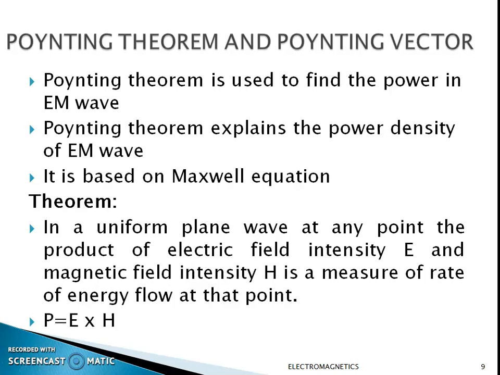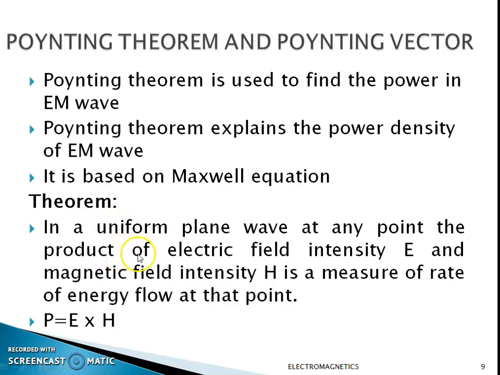We are transmitting the electromagnetic waves from a transmitter and they are received at the other side by using a receiver, and we have to find out how much energy is transferred in that electromagnetic wave. It can be found out with the help of Maxwell's equations. We derive a formula, and that formula is known as the Poynting theorem. The Poynting theorem explains the power density of an electromagnetic wave, and it is based on Maxwell's equations.